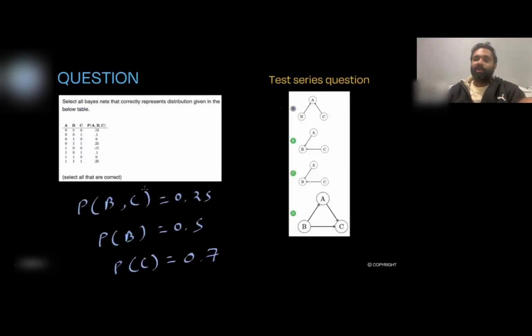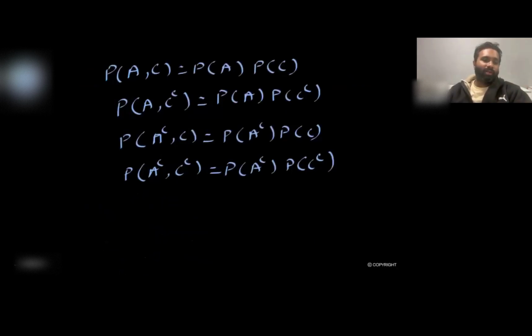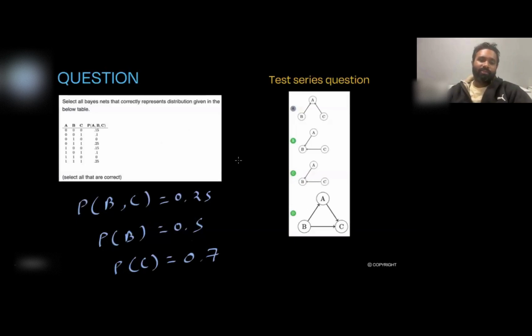You go to this table and check whether all four conditions are getting satisfied. If that is satisfied, then only you can say that A and C are independent, and you can just check that yes, it is independent. So B is the right answer.